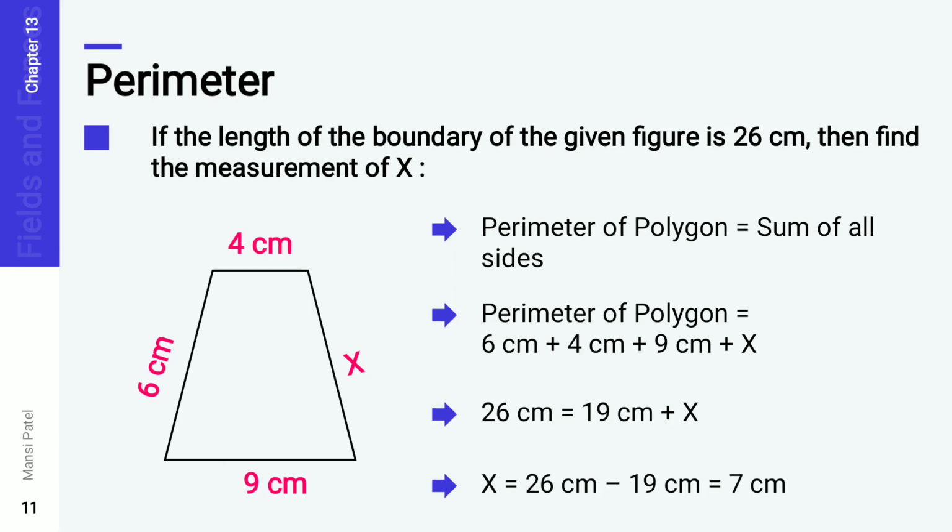And another method, another thing also I am telling you: from this you have to remember which number added to 19 gives you number 26. So also you are getting the answer, 7.